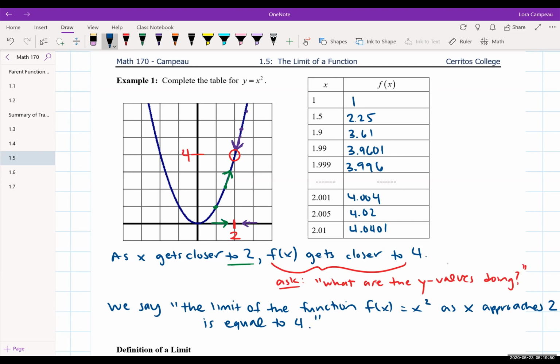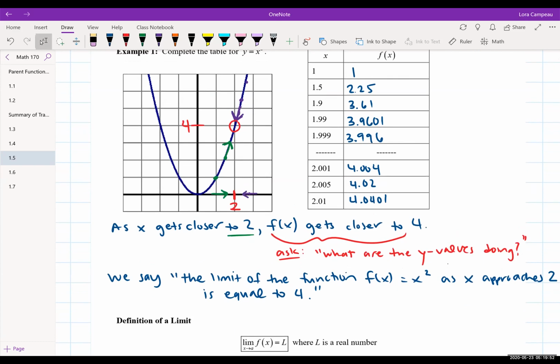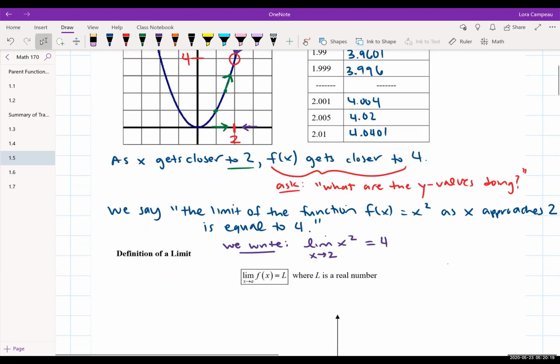So there's a lot of writing going on with that statement that we have just discovered, but you might be more interested in some shorthand. So what we would write, and you see it right below us, the limit of x squared as x approaches 2 is equal to 4. So we have limit notation now, a formal introduction of what the y values are doing as x approaches 2. So this is actually the definition of a limit.